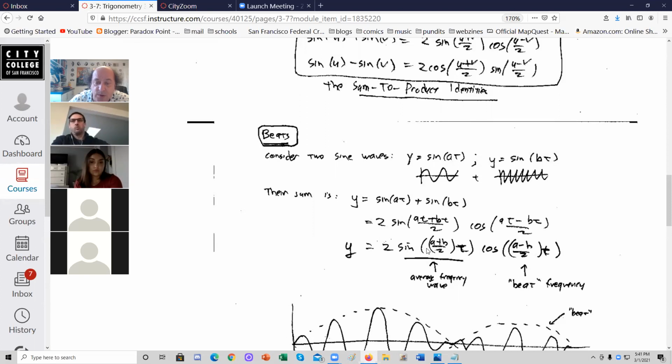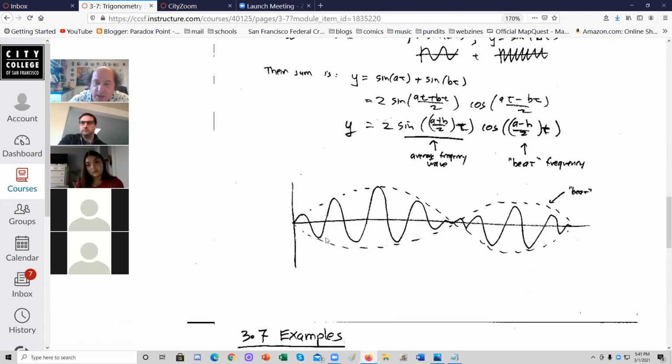So you get y equals 2 sine of (a plus b) over 2 t. So this is the average frequency. And cosine of (a minus b) over 2 t. This (a minus b) over 2 is the beat frequency. What happens is that you get this sine wave being multiplied by this. So I guess this is the cosine wave, really. I should put the identity mark here.